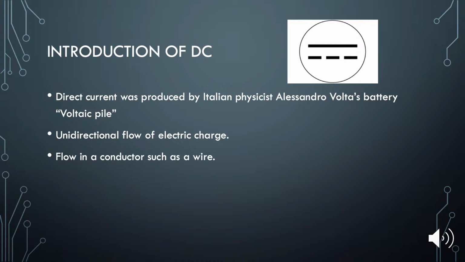Very large quantities of direct current power are used in the production of aluminum and other electrochemical processes. It is also used for some railways, especially in urban areas.